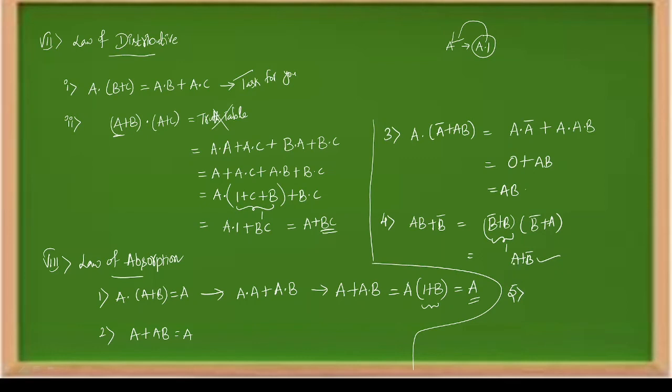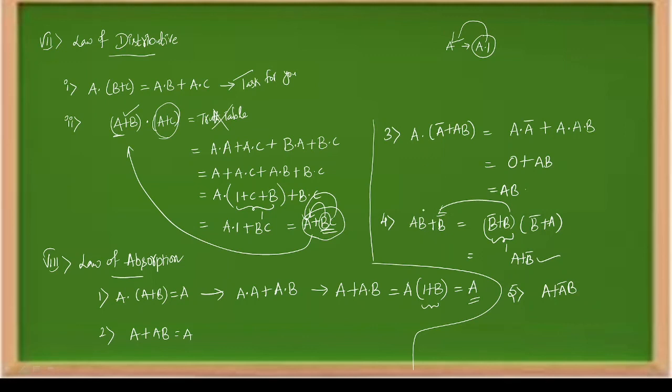Let me write the fifth law, which is A plus A bar B. See, if you apply the law of distribution for this, you will get the same thing. See here, it is A plus BC. A plus BC can also be written as A plus B. First, I am applying this B to A, then I will get A plus B. Then I am applying C to A, so that I will get A plus C.